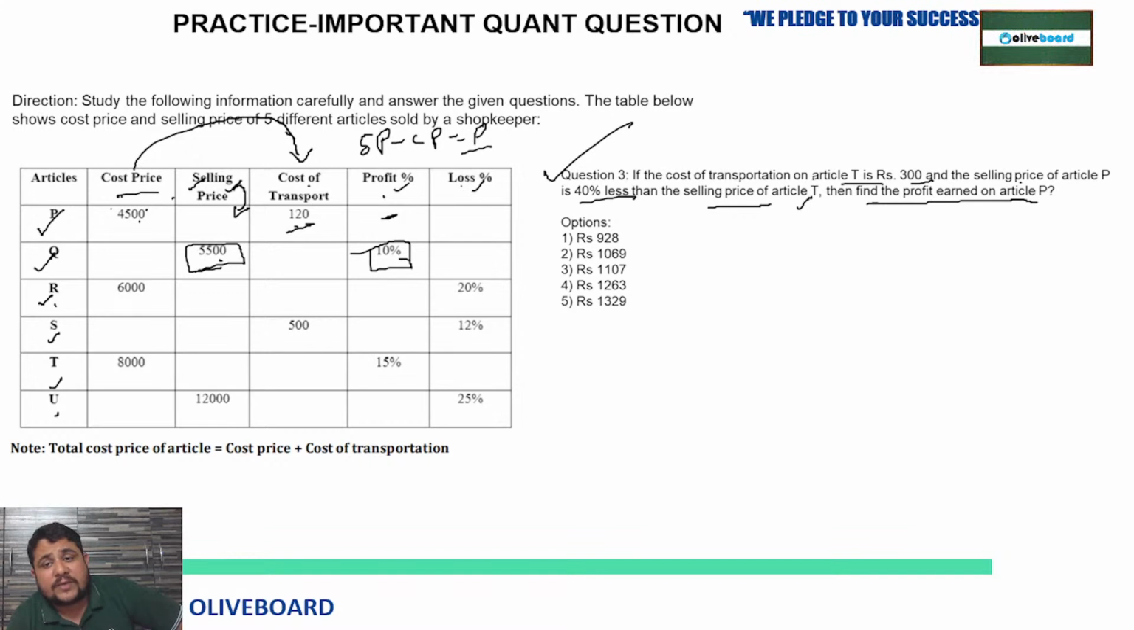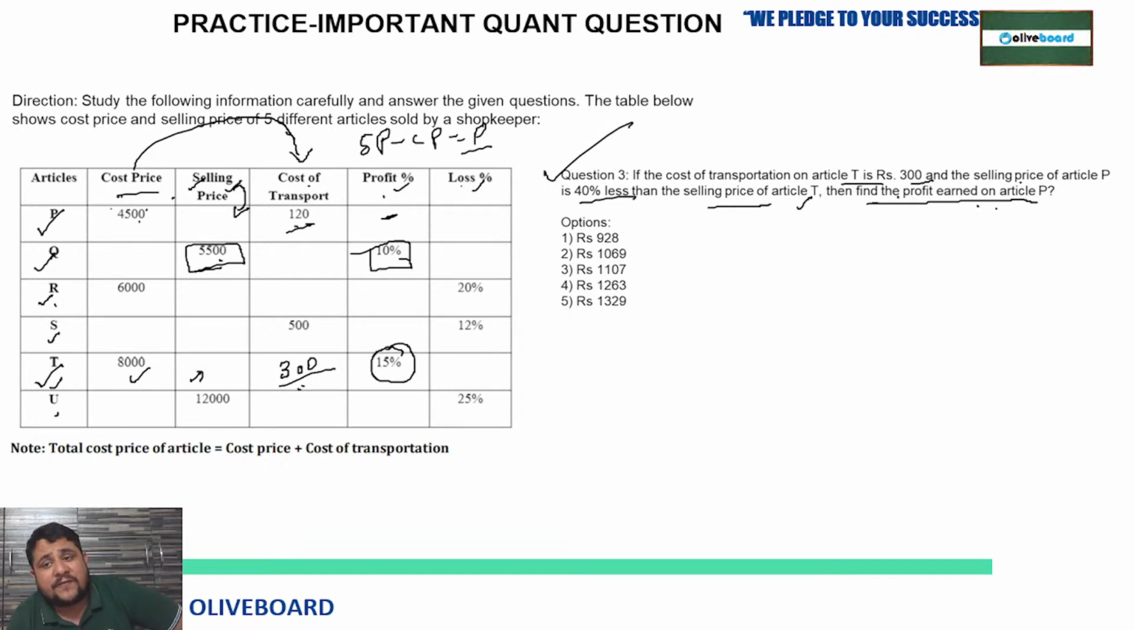If the cost of transportation of article T is 300, so for article T, cost of transport is 300. Fine. So 8,000 is the cost price, cost of transport is 300, so 8,300 is going to be the total costing. Now profit is 15%. So just add 15% extra, and you will get the selling price of article T here.